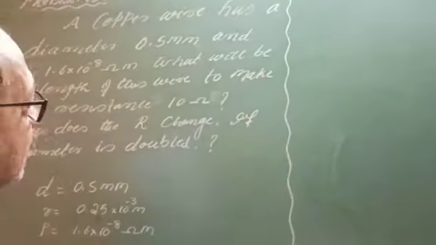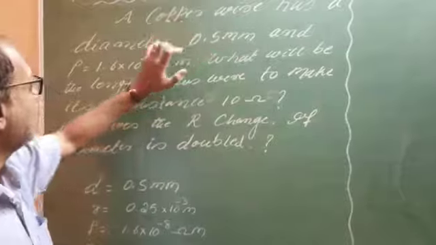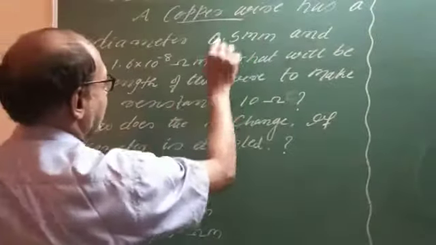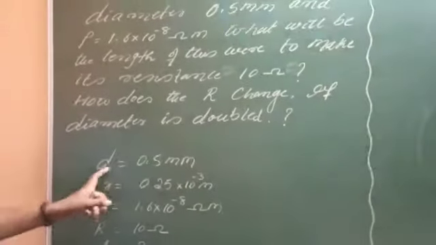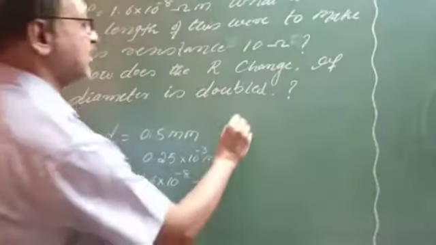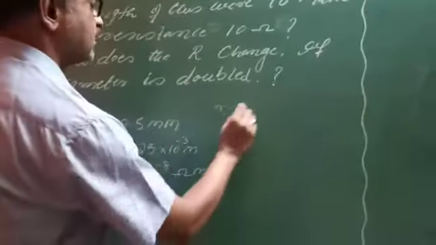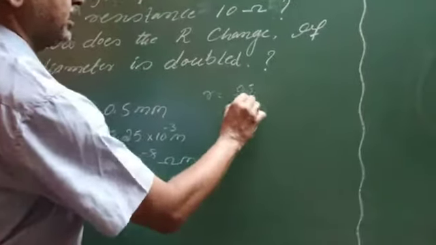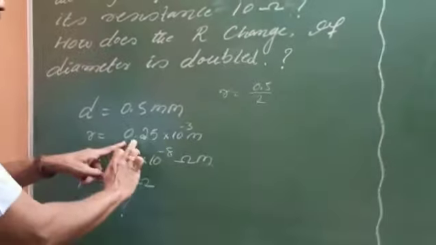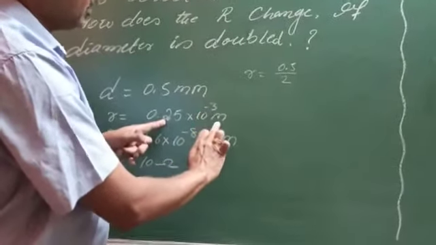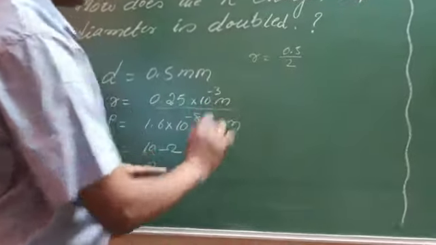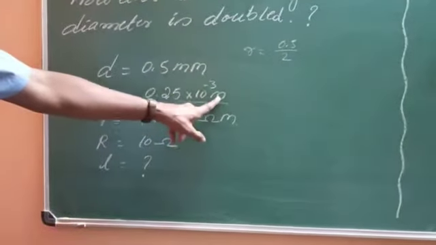Okay. So a copper wire has a diameter. The copper wire diameter is 0.5 millimeters. So I have written the diameter as 0.5 millimeters. And what about the radius of this? The radius becomes 0.5 divided by 2. It gives 0.25. I am converting it into meters: 10 to the power of minus 3 meter. So this is how we can convert it to 10 to the power of minus 3 meter.